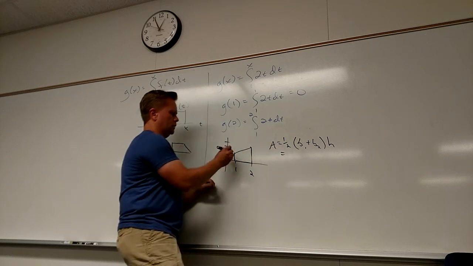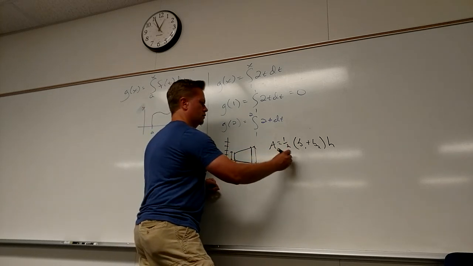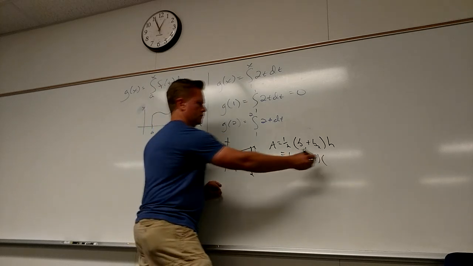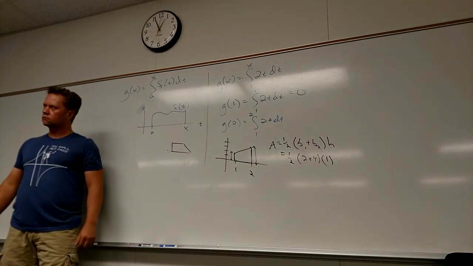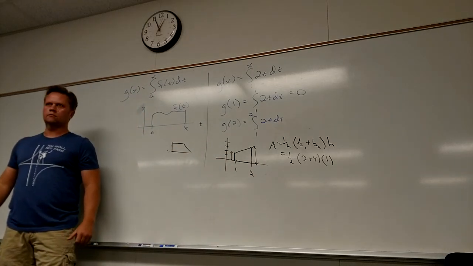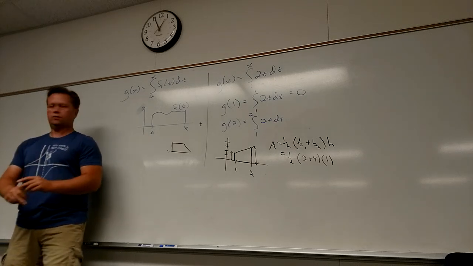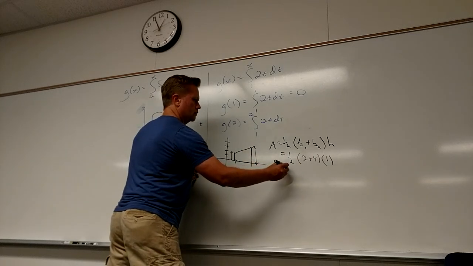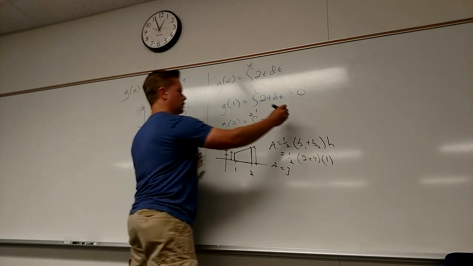So how long is this base? Two. How long is this base? Four. So I get 1/2 times 2 plus 4, times the height, which in this case is 1. So you might need to use the area of a trapezoid formula in your homework somewhere. So here you get half of 6, so this is 3.